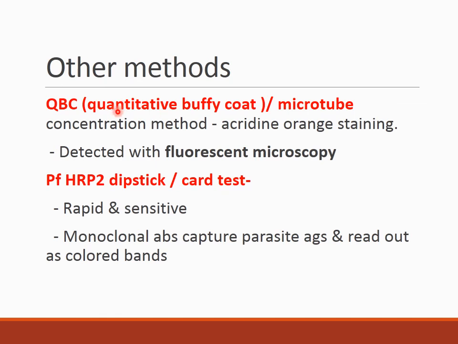Other methods: there is the QBC method, that is quantitative Buffy coat or microtube method. It's a concentration method where acridine orange is the stain being used, and it is detected using the fluorescent microscope. There is another method called the Plasmodium falciparum histidine rich protein method, dipstick method or card test method. It is a rapid and sensitive method. Monoclonal antibodies are used which capture the parasitic antigens and read out as colored bands.